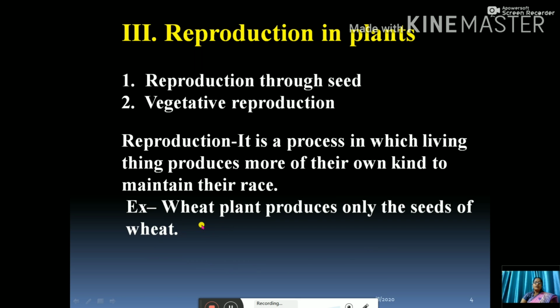Like that, you can also take the example of the gram seed. If the gram seed germinates and forms a plant, then that plant produces many seeds, and all of them germinate to form, again, what? The same gram plant. Very clear. So always remember the meaning of reproduction.